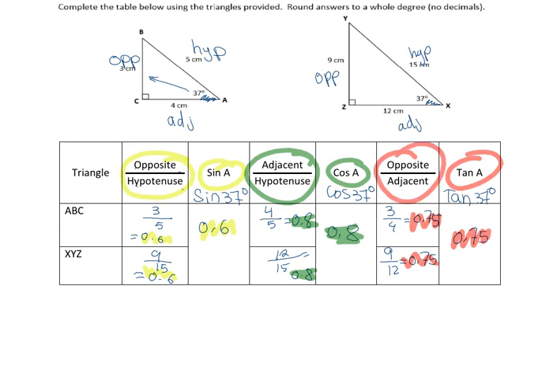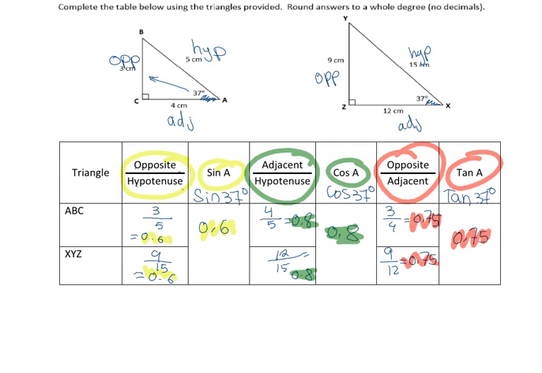No matter how big the triangles are, as long as you have the same angle, you're going to find that ratio happening again and again and again. As long as you have angle 37, you're going to find the same answer.